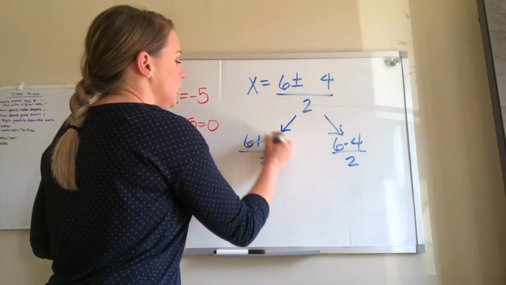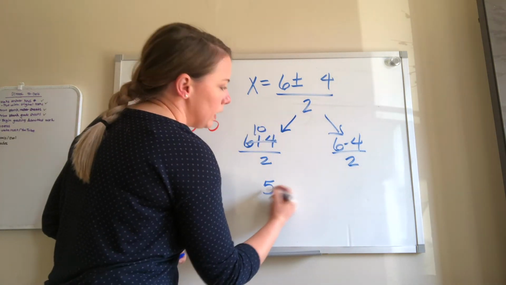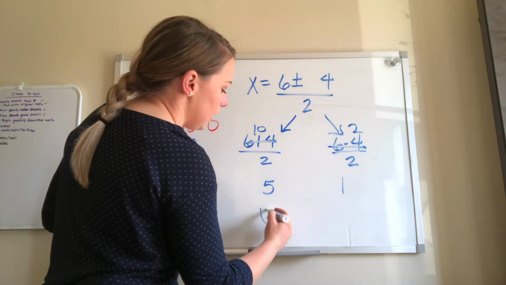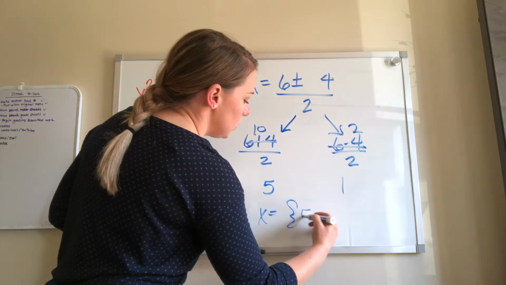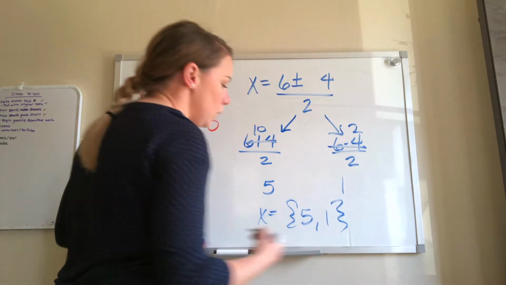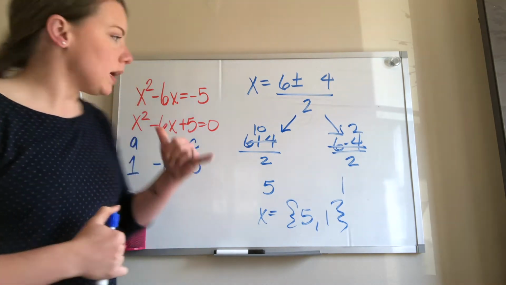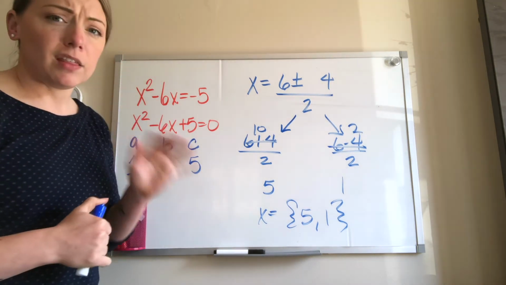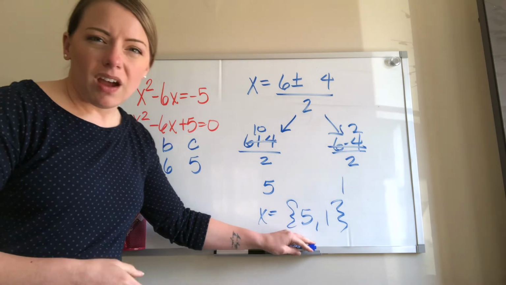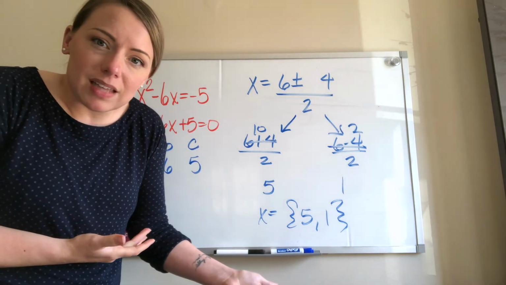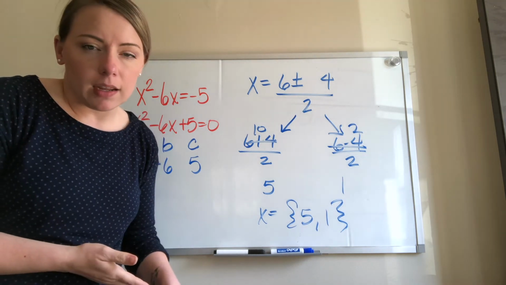So this would be 10 divided by 2 is 5. This would be 2 divided by 2 is 1. So I have that x is equal to 5 or 1. If I wanted to check that solution, of course, I could throw that back into the original quadratic equation. All right, so again, not too bad. I have a formula. I use the formula exactly how it says, and then I'll get that answer.